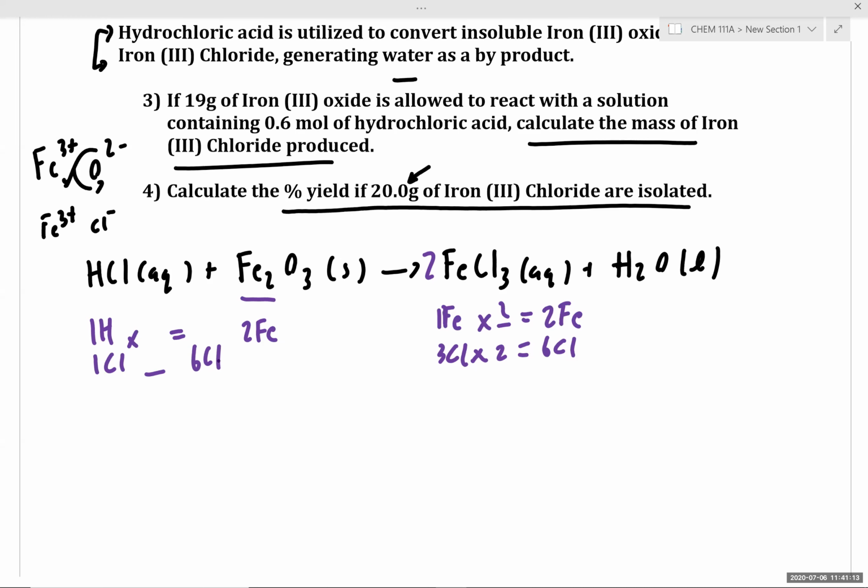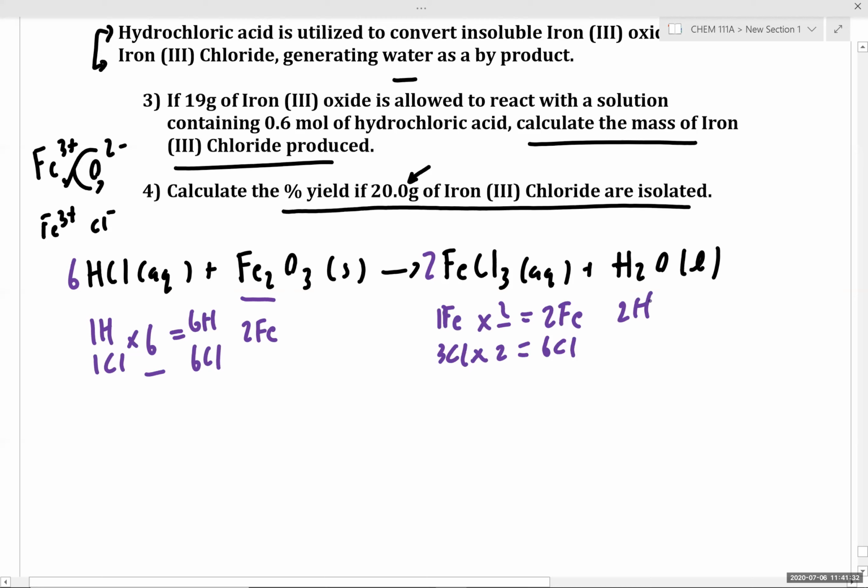Don't be shy to provide your response. I just want to make sure that we're comfortable balancing these equations. So what times 1 is equal to 6? 6. So we have 6 hydrochloric acid, and that gives us 6 hydrogens and 6 chlorines.